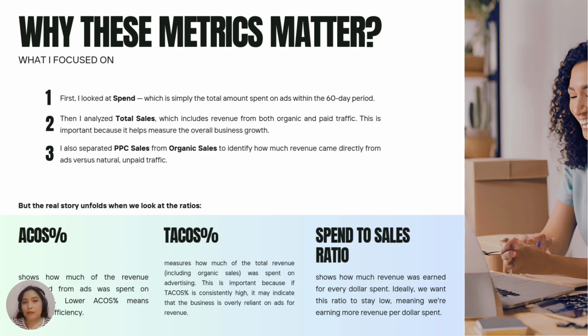Now, why do these metrics matter? Looking beyond just total ad spend and revenue, these metrics reveal efficiency and profitability. ACoS and TACoS help identify whether a business is over-reliant on ads for sales. The spend-to-sales ratio determines if an ad budget is sustainable.